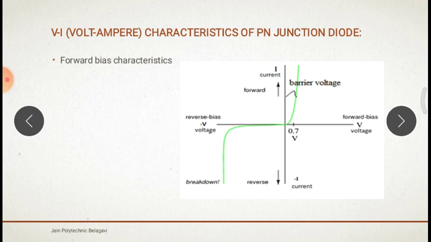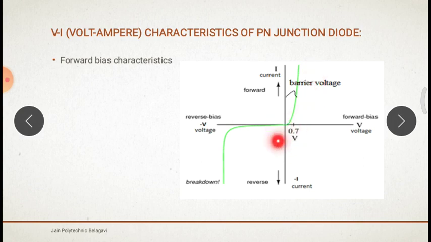Why? Because if you are using silicon, forward bias means the P type is connected to positive and the N type is connected to negative. The silicon breakdown voltage is 0.7. The potential barrier should break down there, and only then do electrons start to flow and the current start to flow. So if you are using silicon material, you require 0.7 volts. You have to cross 0.7 volts, and only then does the current start to conduct in the diode.